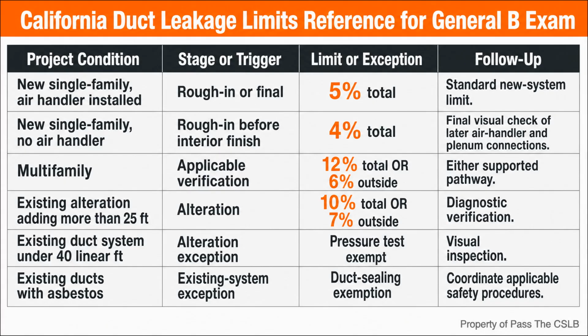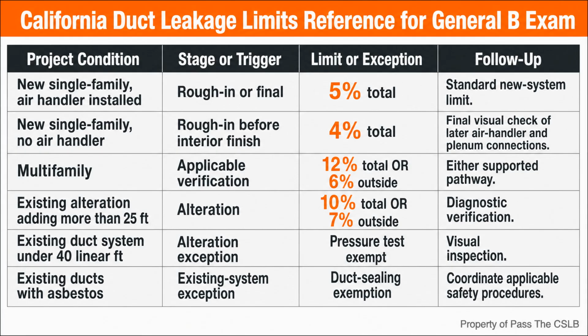The comparison table separates the major limits. New single-family construction is 5% total leakage with the air handler installed. Rough-in without the air handler is 4% total leakage, followed by the required visual check of the later connections. Multifamily work uses a different path, with no more than 12% total leakage or no more than 6% leakage to the outside. Qualifying alterations to existing systems use 10% total leakage or 7% leakage to the outside. The percentage is tied to nominal air handler airflow, not to floor area, duct length, or register count.